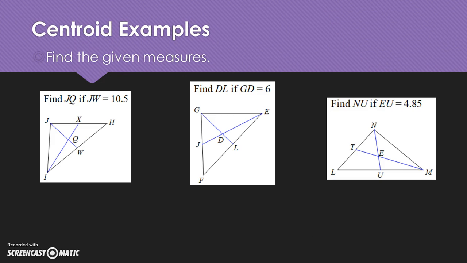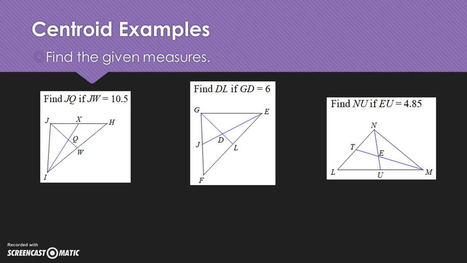Now, the one that we can actually do math with is the centroid. It's where 3 medians meet, and this was the 2-to-1 ratio that I was talking about. So I break it down to, is it the 2, the 1, or the 3? The 3 is the whole median. The 2 is the medium part of the median, and the 1 is the small part of the median. So JQ is the 2, because it's the bigger part of the median. JW is the 3, because it's the whole thing.